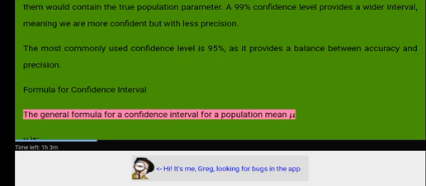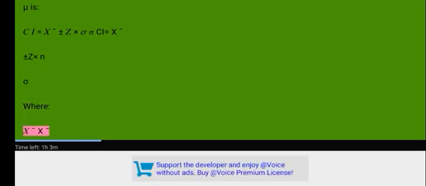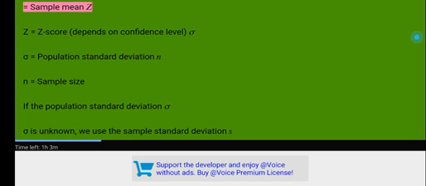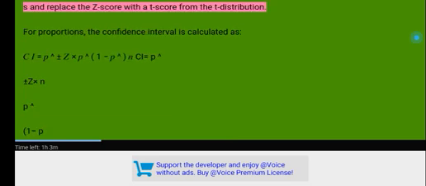Formula for confidence interval. The general formula for a confidence interval for a population mean mu is CI equals x̄ plus or minus z times sigma over root n, where x̄ equals sample mean, z equals z-score depending on confidence level, sigma equals population standard deviation, and n equals sample size. If the population standard deviation sigma is unknown, we use the sample standard deviation s and replace the z-score with a t-score from the t-distribution.